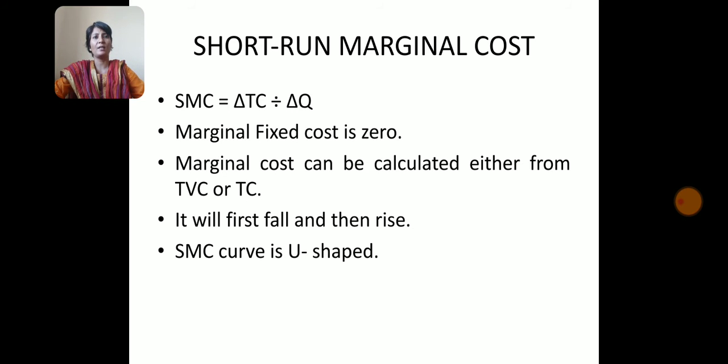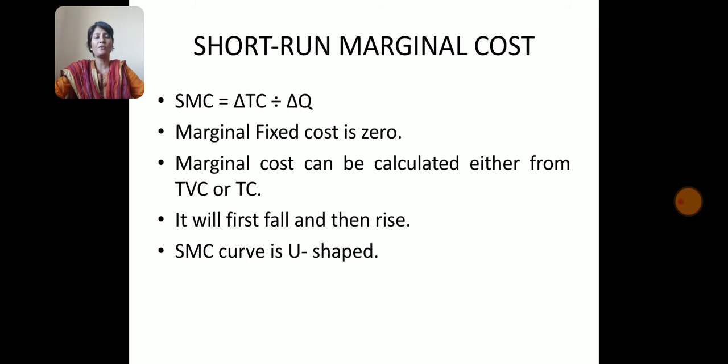Marginal cost is the addition to total cost by producing an additional unit or one more unit of the output. Hence, SMC, that is short run marginal cost, is equal to change in total cost divided by change in quantity, that is delta TC divided by delta Q. It is the total cost of n plus 1 units minus the total cost of n units of output.